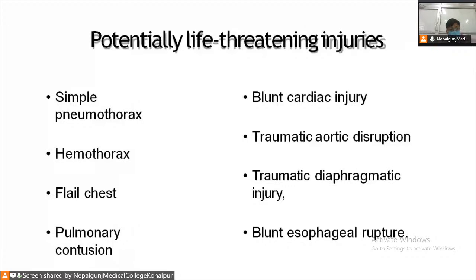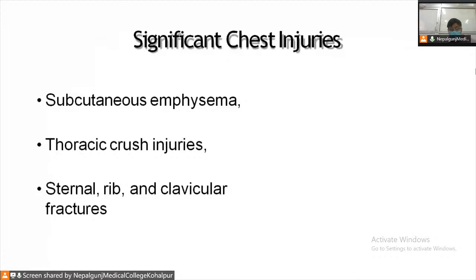Or there is simple pneumothorax, maybe hemothorax or flail chest, such that if the ribs are fractured in more than 2 locations in the same segment, there is flail chest. Or maybe there is injury to the parenchyma, that is pulmonary contusion. Or there are blunt cardiac injuries, because the heart is important for pumping, traumatic aortic disruption, traumatic diaphragm injury, and blunt esophageal ruptures. These all lead to difficulty in breathing, and are associated with life-threatening conditions.